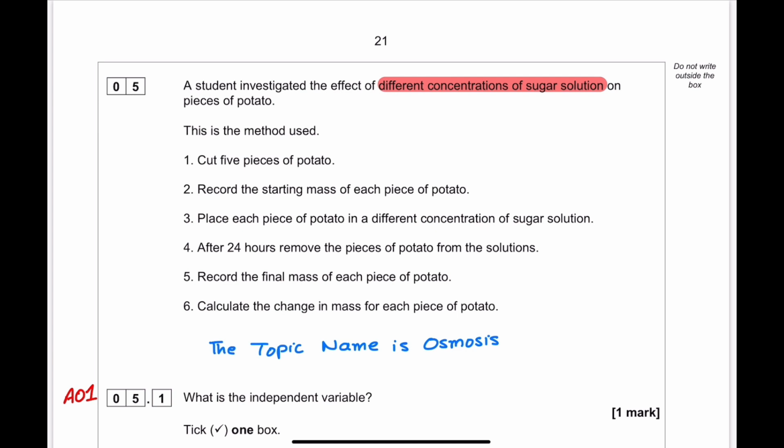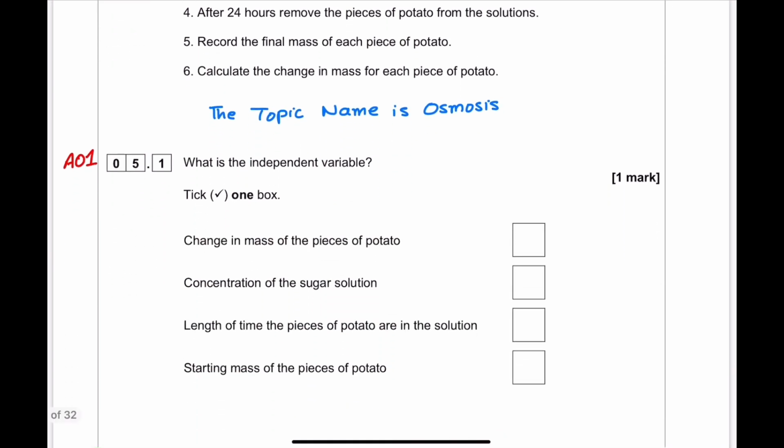After 24 hours, remove the pieces of potato from the solutions. Record the final mass of each piece of potato. Calculate the change in mass of each piece of potato. Question number 5 is from the topic of osmosis. 5.1 is a Year 1 question.